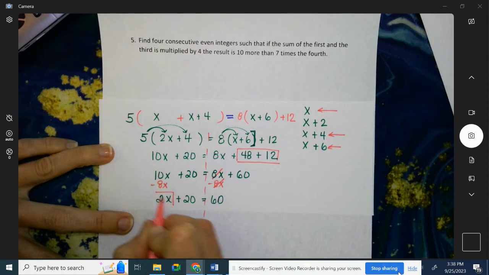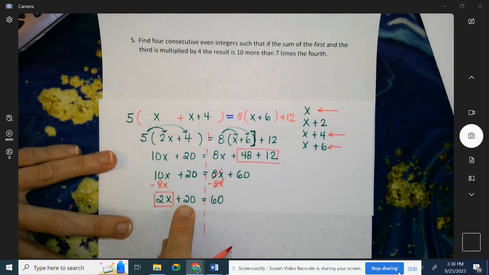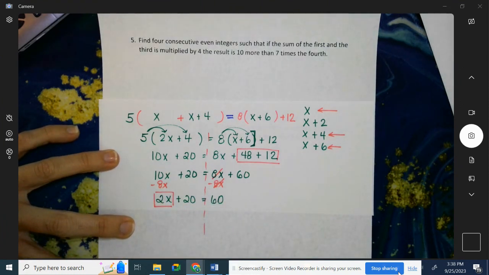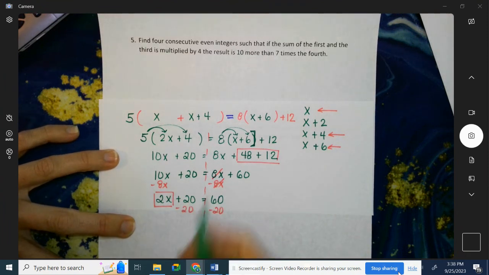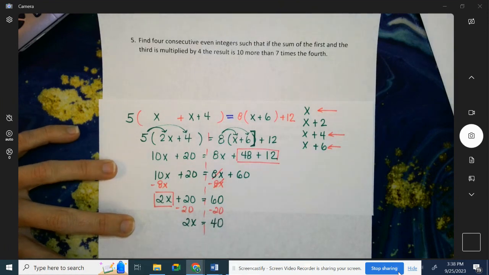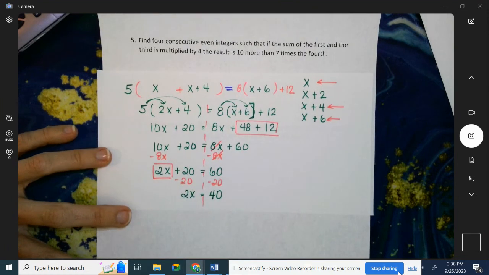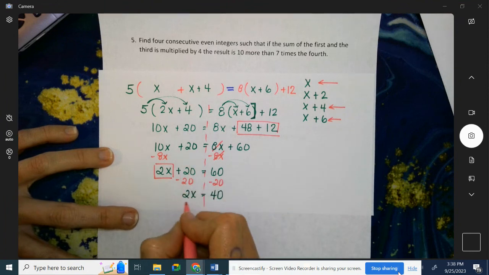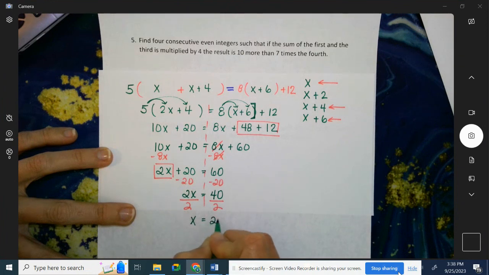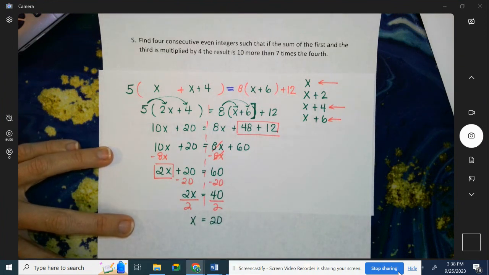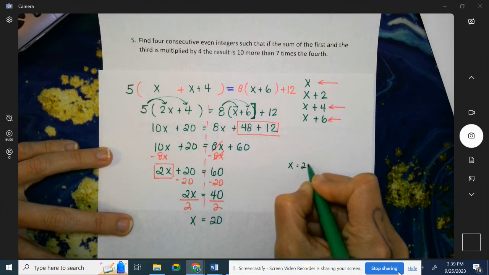2x is our stinky kid. We have a positive 20. The inverse of addition is going to be subtraction. And so it's going to be 2x equals 40. 2x, don't forget that's 2 times x. We get super used to just saying 2x and rocking and rolling, but it's 2 times x. So the inverse of multiplication or times is going to be divide. And so x is going to give me 20 because 40 divided by 2 is 20. So our x is going to equal 20.